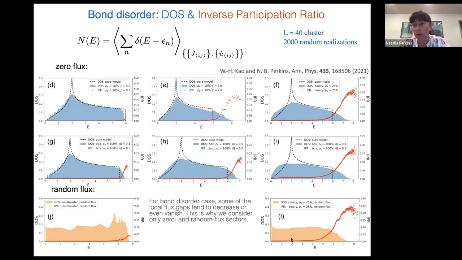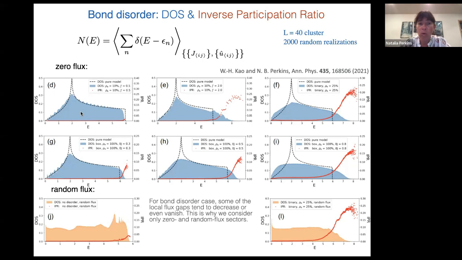So here the system size is 40 by 40 by 2. So this is the cluster, and everything is averaged over 2000 random realizations. Density of states. On the background of each of these plots, what is shown is the density of states of the pure model. And what you see there is that it starts like a power law here. So it's proportional to omega, it's a gapless density of states. And this peak corresponds to the Van Hove singularity. It's the same as for graphene.